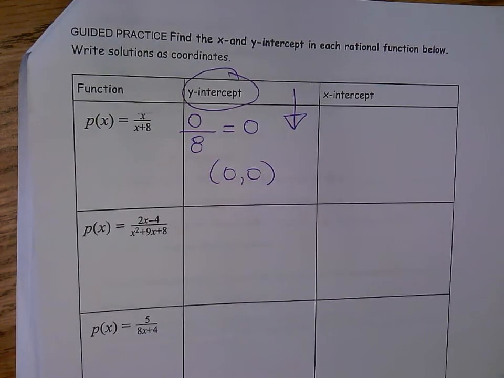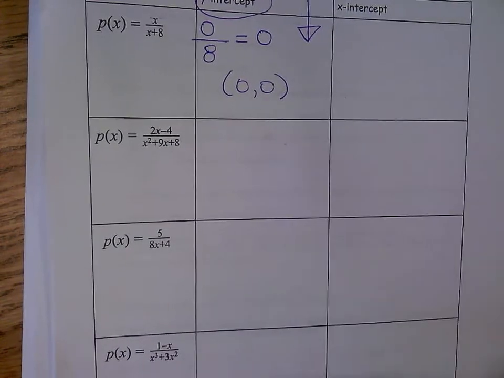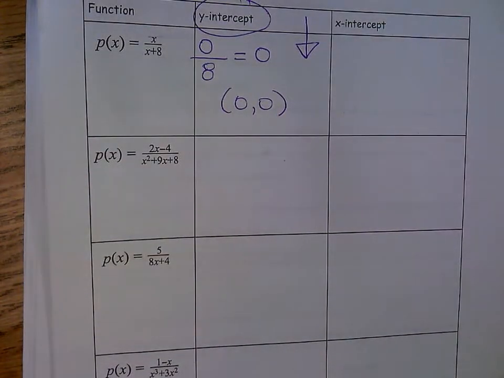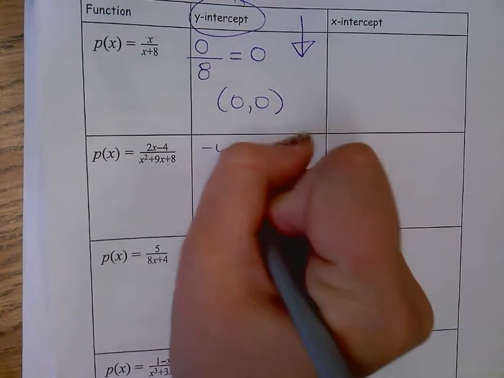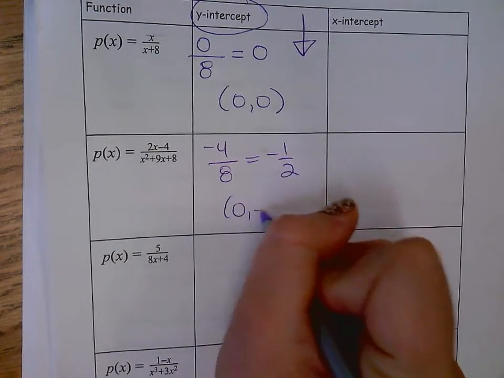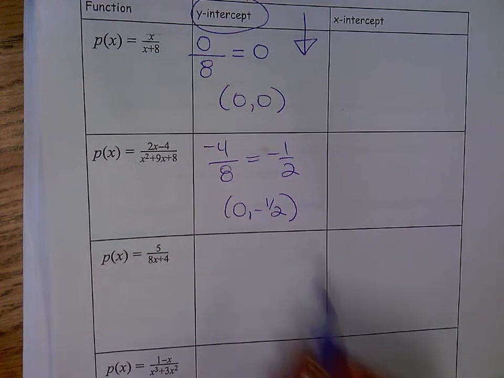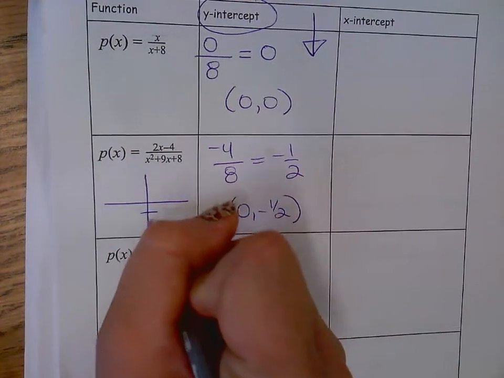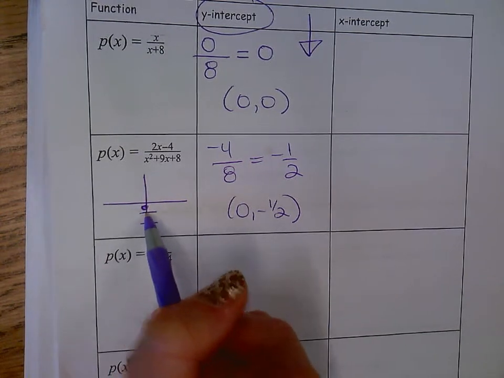Can you try plugging in 0 on the next 3 functions? So go down the page, do all the y-intercepts. Plug in 0 for all the x's, and try to do the calculation without needing the calculator. So -4 over 8 reduces to -1/2. So 0, -1/2 would be my y-intercept. It's okay to have a y-intercept at a fraction, right? You would just go to -1/2, which is between 0 and -1 on the y-axis.